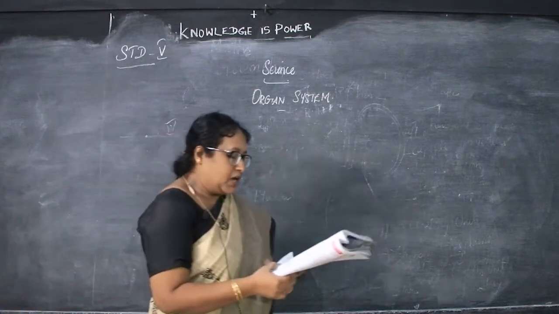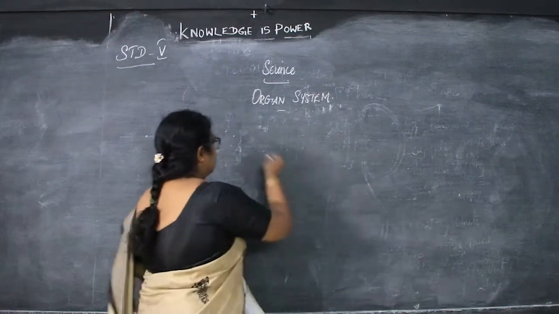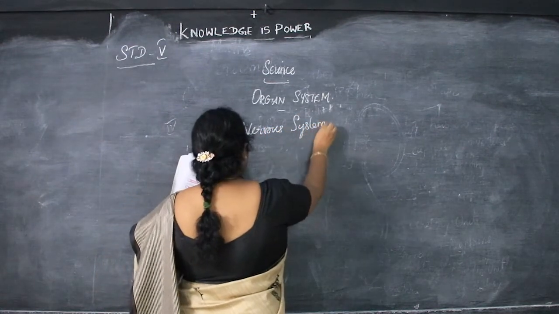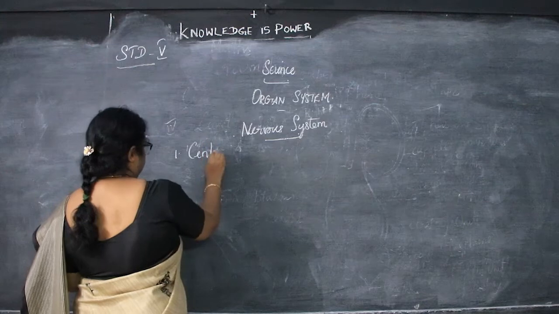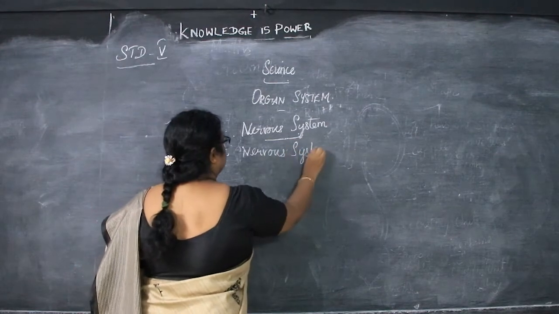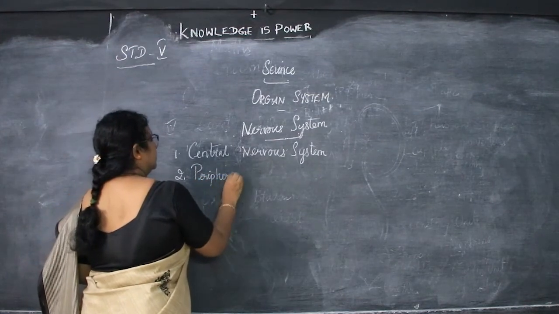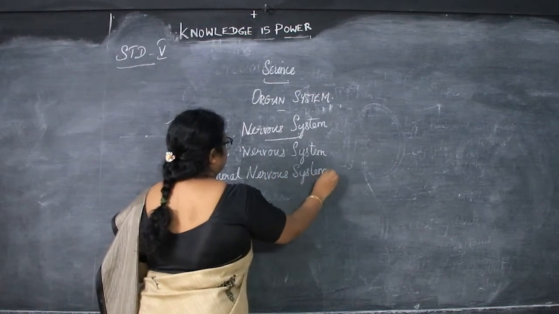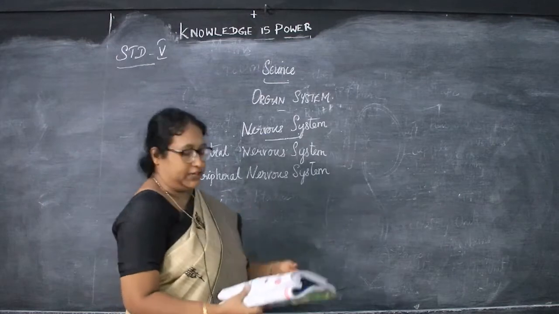Next is the nervous system. The nervous system is an integration of nerve cells called neurons. The human nervous system is divided into two: first is the central nervous system and the second is the peripheral nervous system.